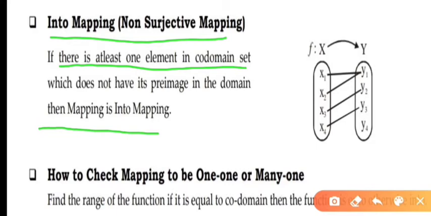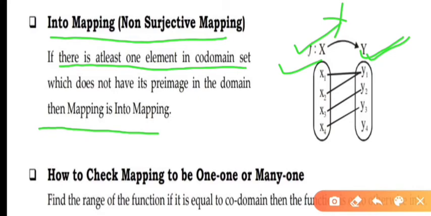What they are defining here: into mapping, or non-surjective mapping, means if there is at least one element in the codomain, that is Y, where X is the domain under the function f, which does not have its pre-image in domain set X, then the mapping is into mapping.